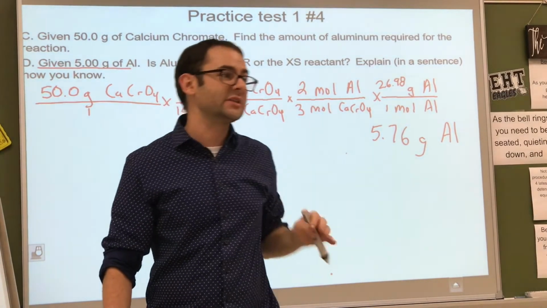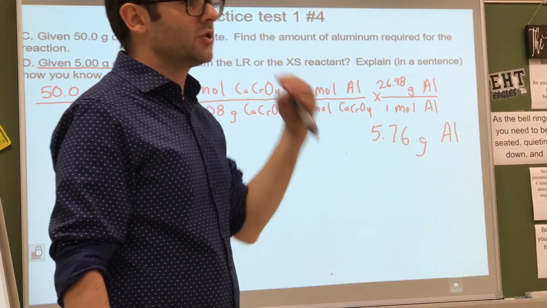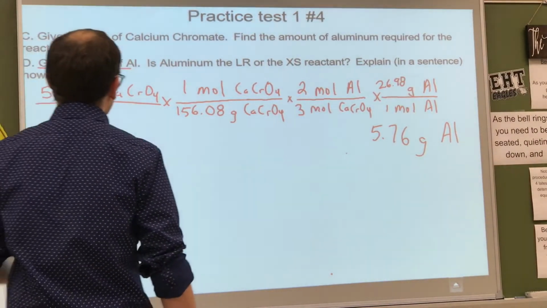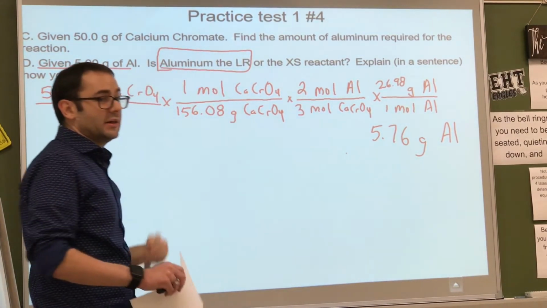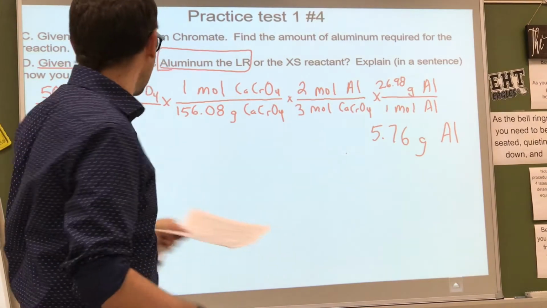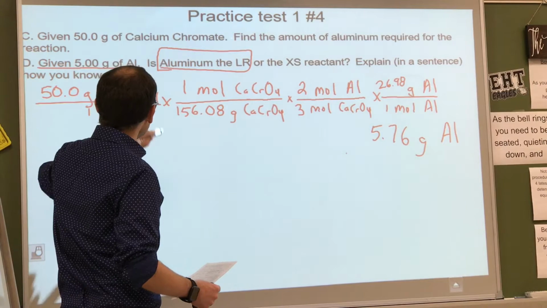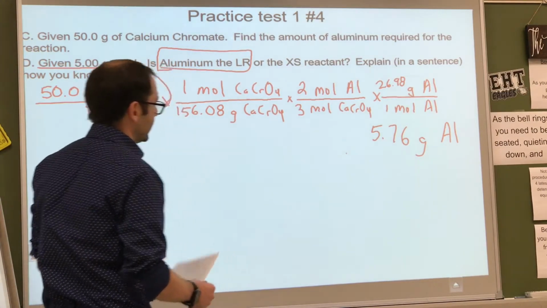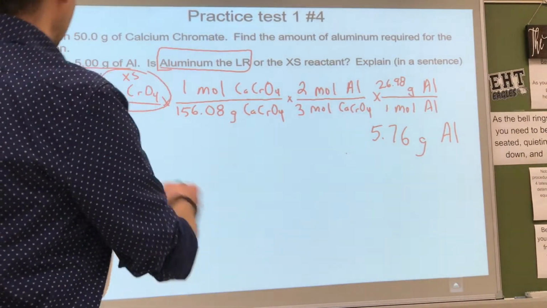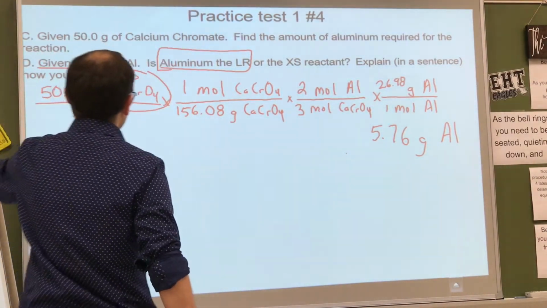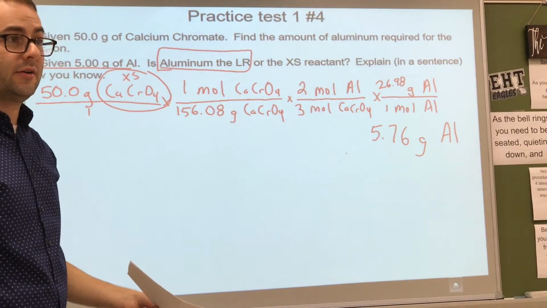Do we have 5.76 grams of aluminum? No, we only have 5 grams, right? So if we only have 5 grams of aluminum, aluminum is the, yeah, it's the limiting reactant. It's run out. The calcium chromate then is going to be the excess, because we're going to have some of it left over later on. And that's why this problem's a little different than the ones we've been working on, because they're actually giving you some more information than normal. All right? Is everybody okay with how we figured that out? Yeah?